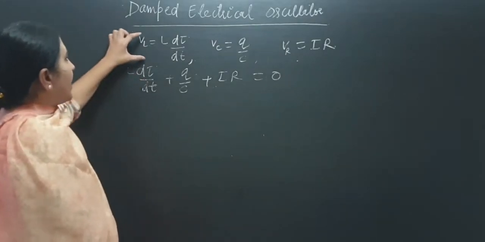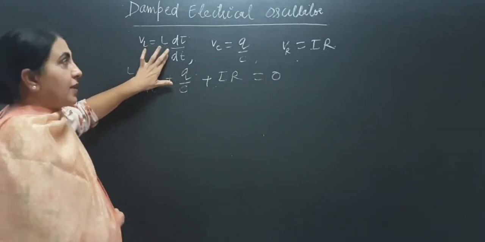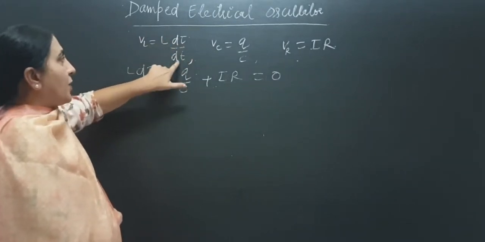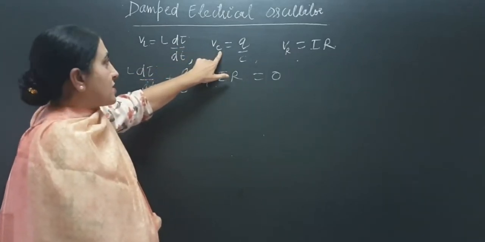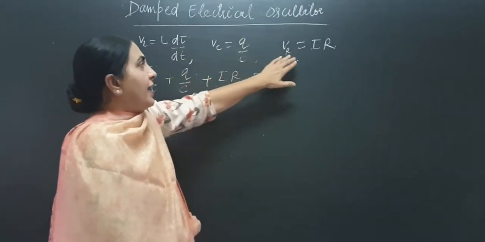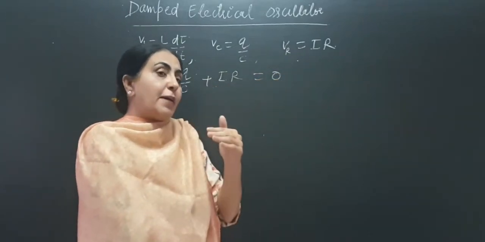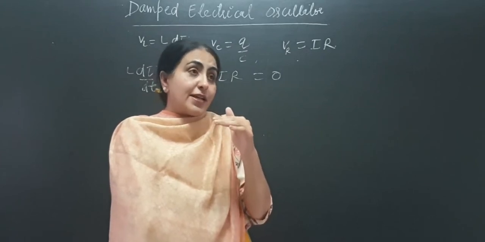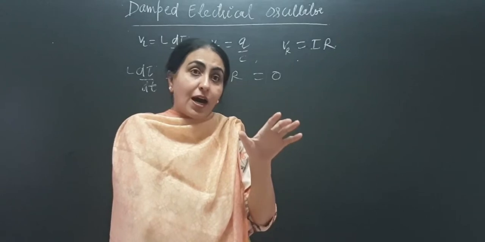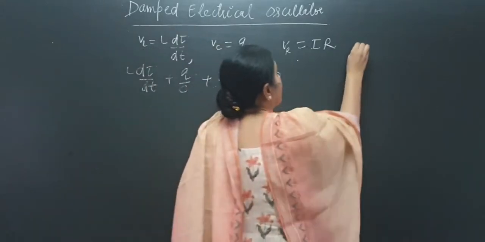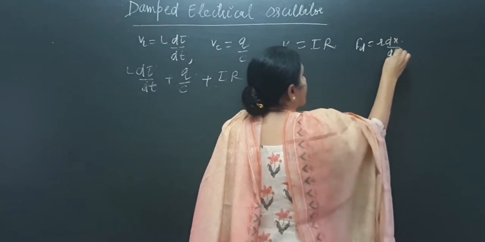We know that the voltage across an inductor is L di upon dt, the derivative of I with respect to t, and across a capacitor it is Q over C. In the mechanical oscillator, what is the damping force? The damping force Fd is equal to R dx over dt.